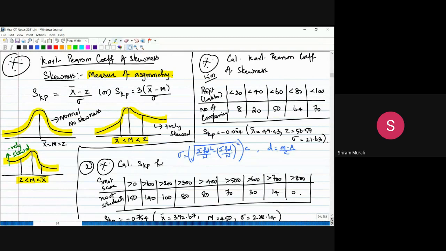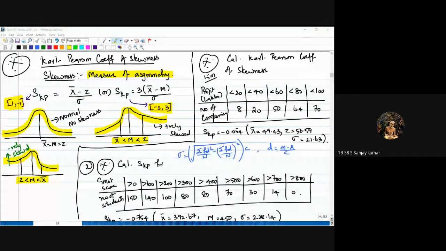Always your skewness lies between -1 to 1. For this one, it always lies between -1 to 1. This one always lies between -3 to 3. If I use this formula, my answer will be in the range of -1 to 1. If I use this formula, my answer will be in the range of -3 to 3. First, is this clear? Yes, sir.